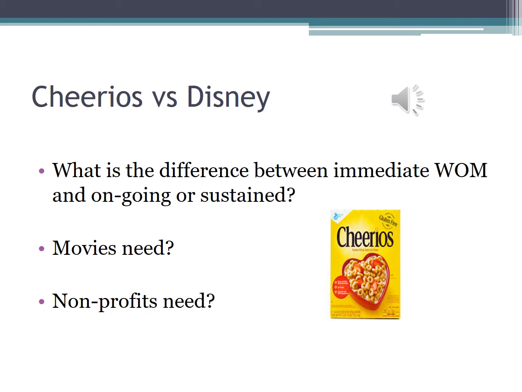The types of products that would need immediate word of mouth would be things like vacations, because they're not something we do all the time. Nonprofits would need ongoing as well as immediate, and so would movies. A movie comes out and it needs that immediate word of mouth, because after a couple of weeks, nobody talks about that product anymore. So this chapter also looks at word of mouth from the ongoing and sustained or the immediate, and what kinds of products we talk about more frequently.